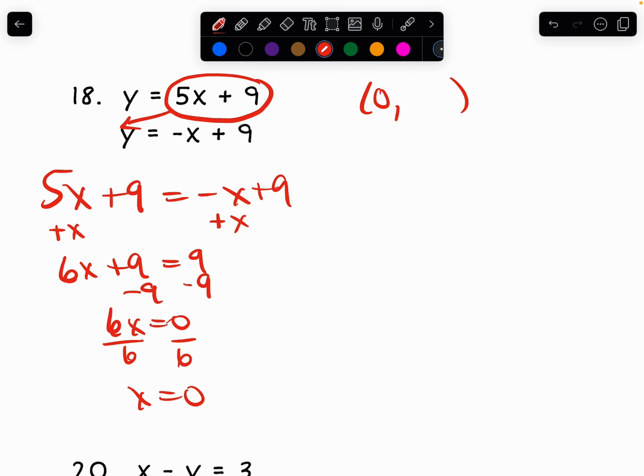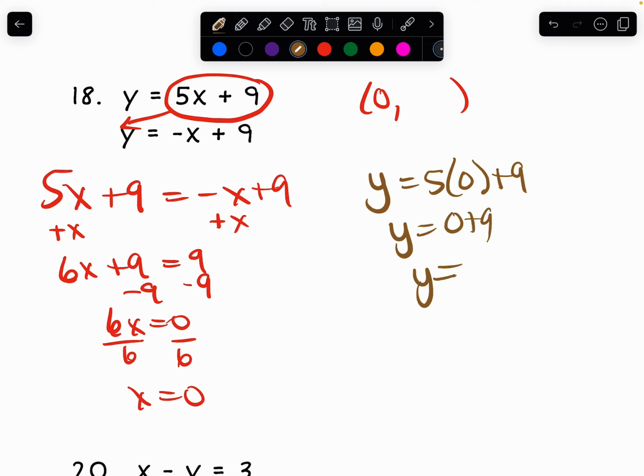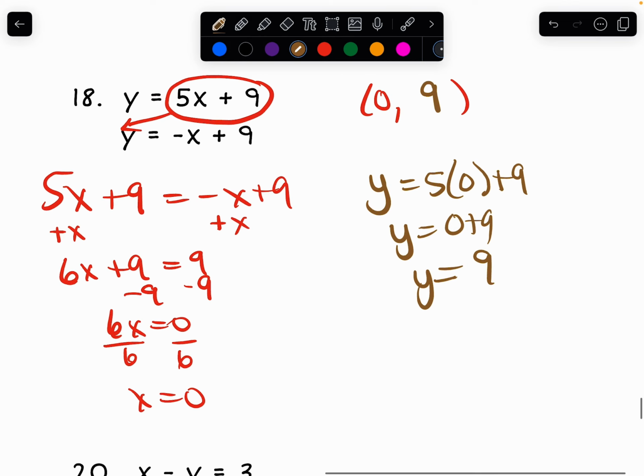Now we need to find our y value. So I'm going to plug it into the first one. Did it matter which one I plugged it into? Nope, it did not. So 0 plus 9 is 9. So the solution is (0, 9).